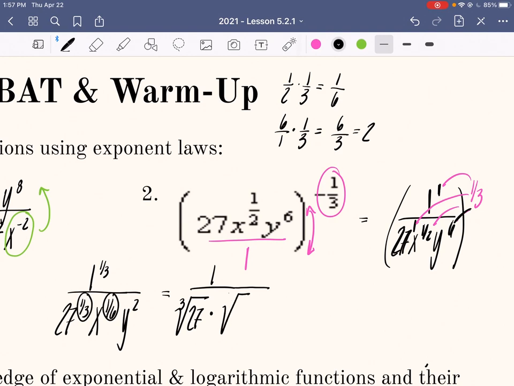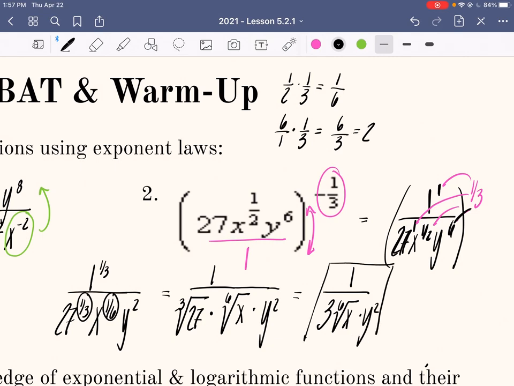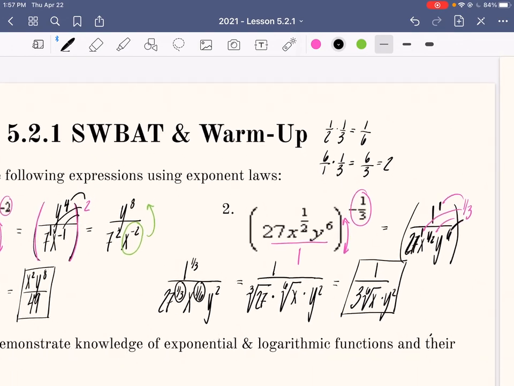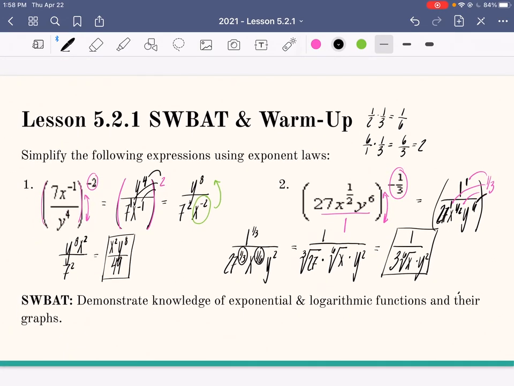So this becomes the 6th root of x, oopsies, not y, x, times y squared. And then the cube root of 27, I'm looking for a number that multiplies times itself 3 times to get 27, so that would be 3. So 3 times the 6th root of x times y squared is our answer. And yes, it looks messy. We can't combine anything more, but we did simplify it quite a bit.